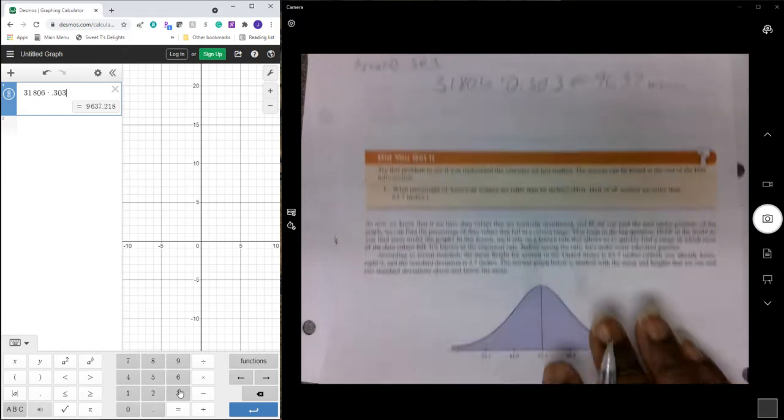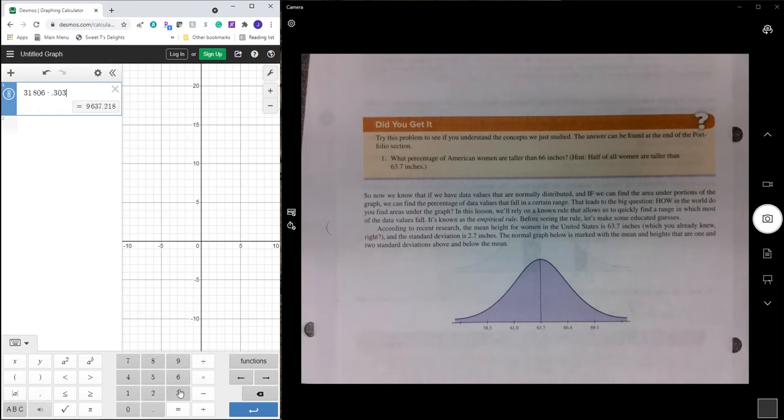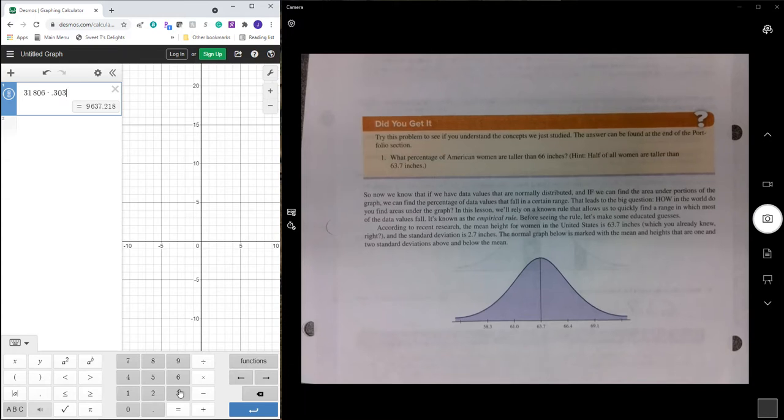Okay, so now it says here, so now we know that if we have data values that are normally distributed, and if we can find the area under portions of the graph, we can find the percentage of data values that fall in a certain range. That leads to the big question. How in the world do you find areas under the graph? In this lesson, we'll rely on a known rule that allows us to quickly find a range in which most of the data values fall. It's known as the empirical rule.